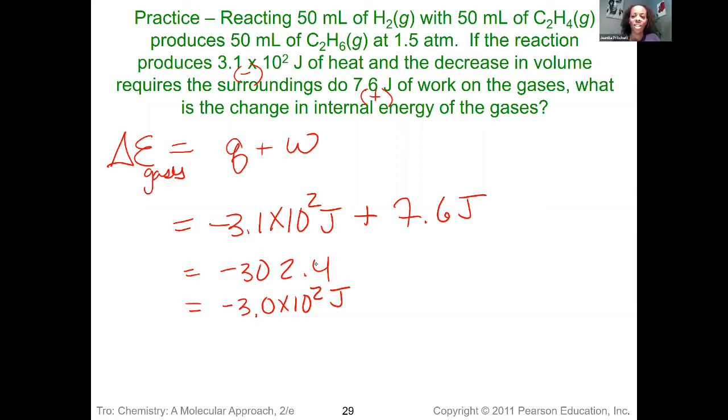So go ahead and check your answers. And hopefully that worked out for you. I hope this information helped you understand heat and work and how to assign the proper signage for them based on who is producing the heat or who is doing the work.